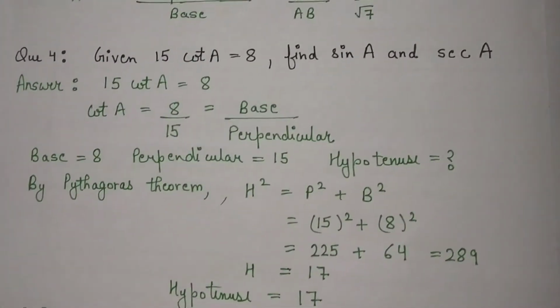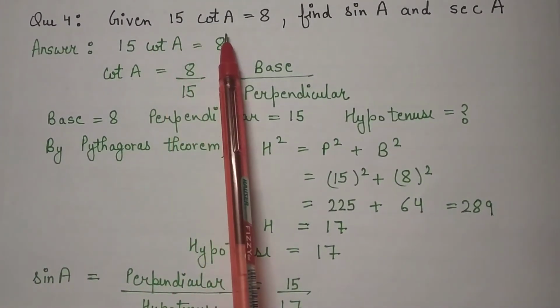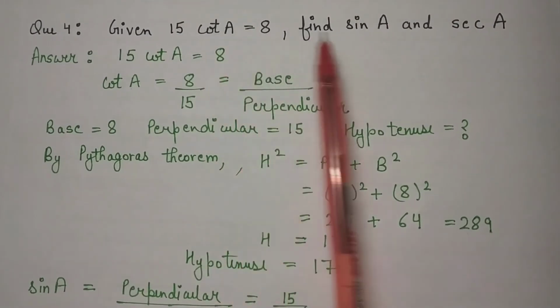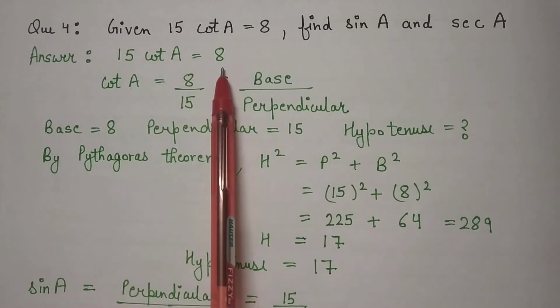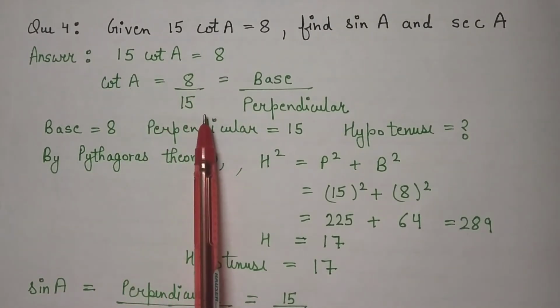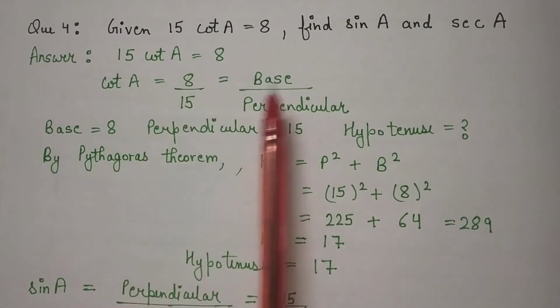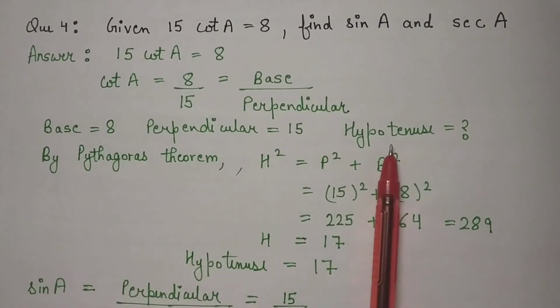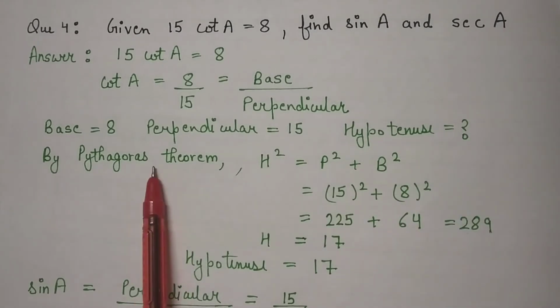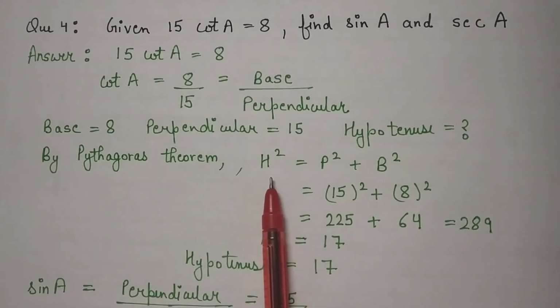Now question number 4. Given 15 cot A is equal to 8, find sin A and secant A. Really simple. 15, take it to the denominator. Now it is 8 by 15. The formula of cot A is base by perpendicular. Means I have base, I have perpendicular, and the hypotenuse I need to find. That is simple. By Pythagoras theorem, I will be able to find the hypotenuse.